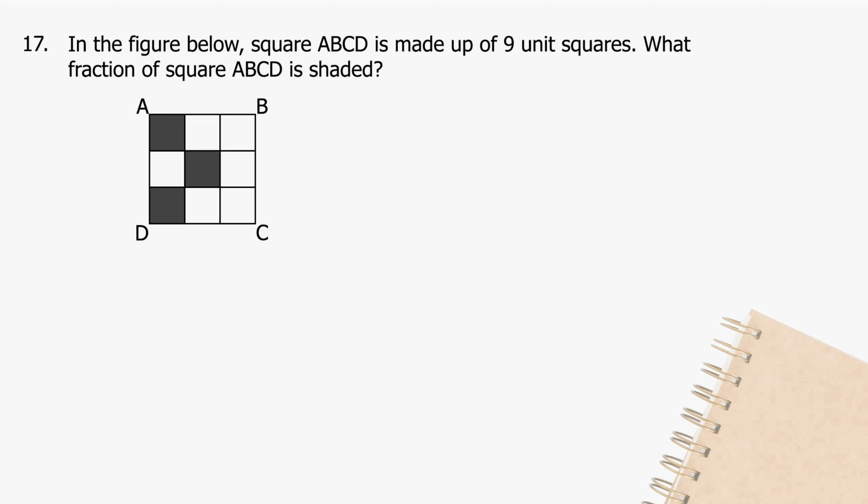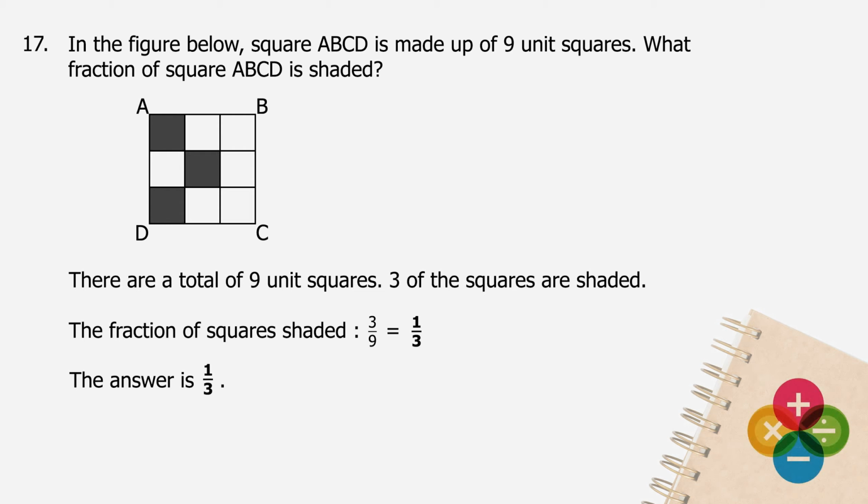Question 17. In the figure below, square ABCD is made up of 9 unit squares. What fraction of square ABCD is shaded? There are a total of 9 unit squares. 3 of the squares are shaded. The fraction of squares shaded will be 3/9. Reduced to the simplest form will be 1/3. The answer is 1/3.